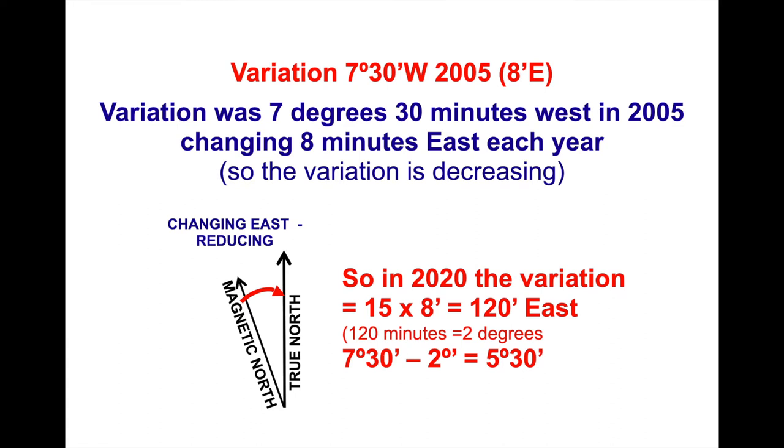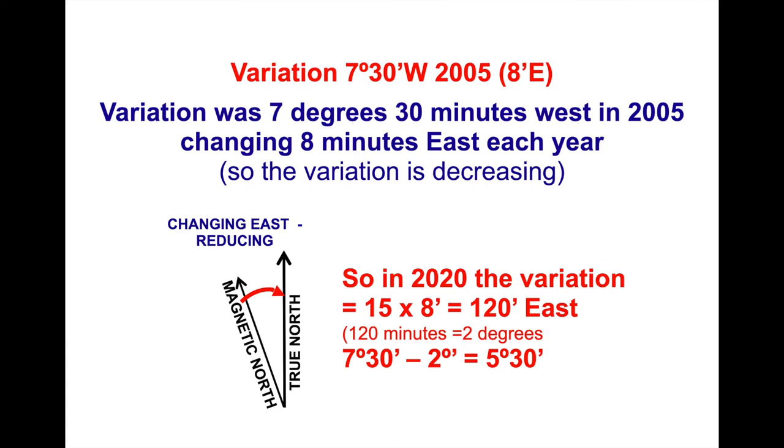So the variation was 7 degrees 30 minutes west in 2005. It's changing 8 minutes east each year. So each year the variation is decreasing. So in 2020, it's 15 years since 2005, times 8 equals 120 minutes east. 120 minutes is 2 degrees. So 7 degrees 30 minutes minus 2 degrees gives us a variation in 2020 of 5 degrees 30 minutes.